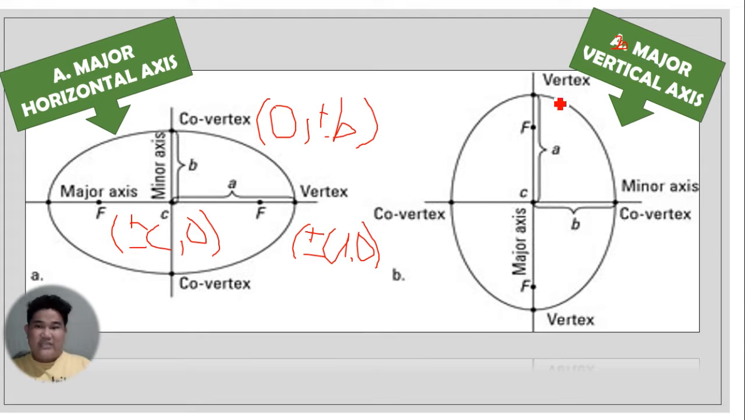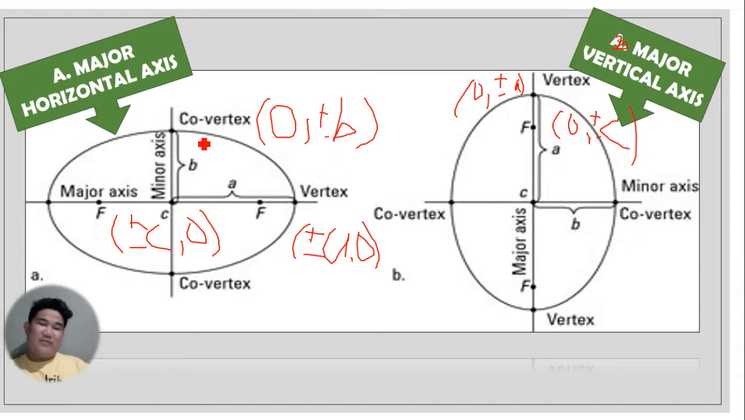So, the same pa rin ang explanation ng ating vertex. Ang pinagkaiba lang dito, si vertex natin ay nandito kay x-axis. So, dito, ang ating vertex ay nandito kay y-axis, kaya tinawag siya na vertical since our y-axis is vertical. So, what are the coordinates? Sinabi natin dito na si vertex at si foci ay laging magkasama. So, ang ating x is 0, positive, negative, A. Sa foci, we have 0, positive and negative, what? C.